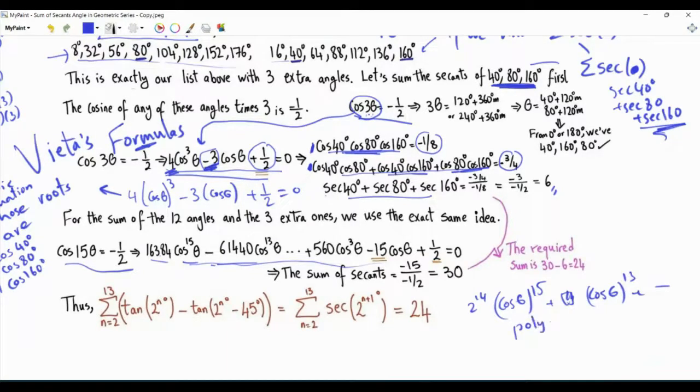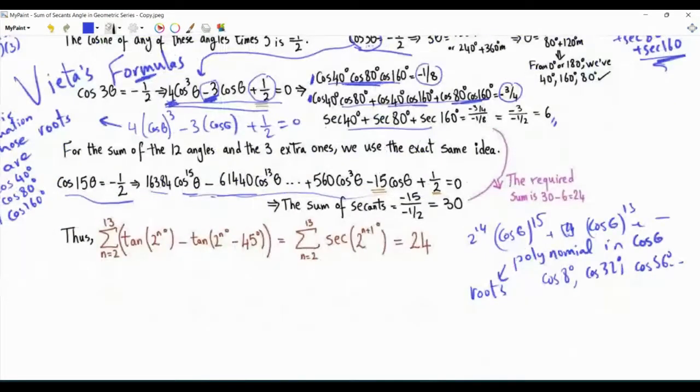So this is a polynomial equation in cosine theta, and the solutions, or the roots, what are the roots? Cosine 8, cosine 32, cosine 56, and so on and so forth. Now, what is this 1/2? If we take this 1/2 and have a minus sign divided by this coefficient here, which is 2 to the 14, this is the product of the roots of the polynomial equation. So this is cosine 8, cosine 32, cosine 56, cosine 80 degrees, and so on.